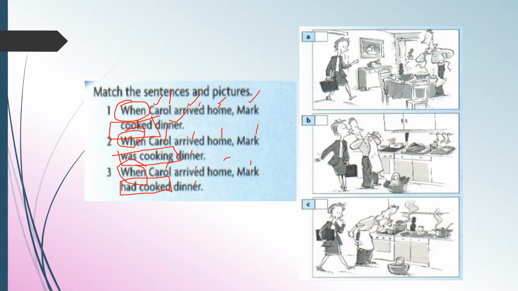So we can easily understand that in the first picture, the food is ready, the cooking is done. On the return, there is nothing about cooking, and Carol came happily.